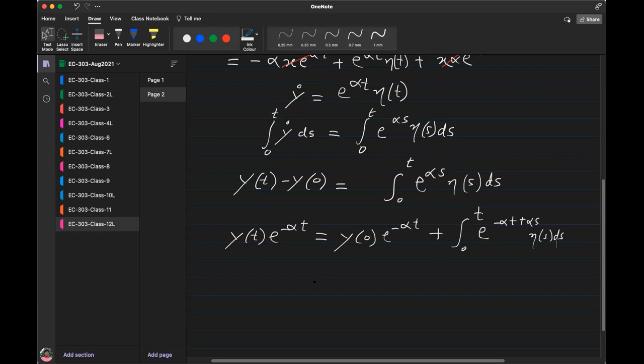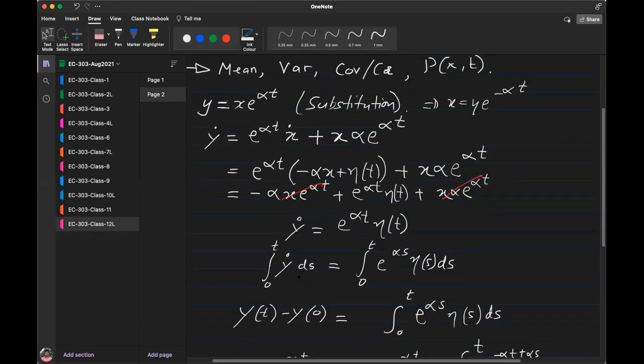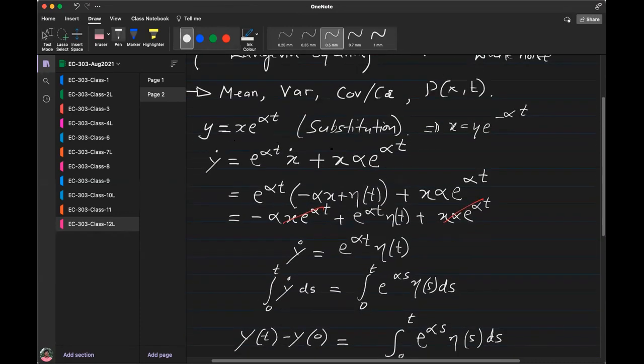So what is this term? This is nothing but x of t. As I told you, y(t) times e^(-alpha t) is just x(t). That follows from the definition, or substitution itself.